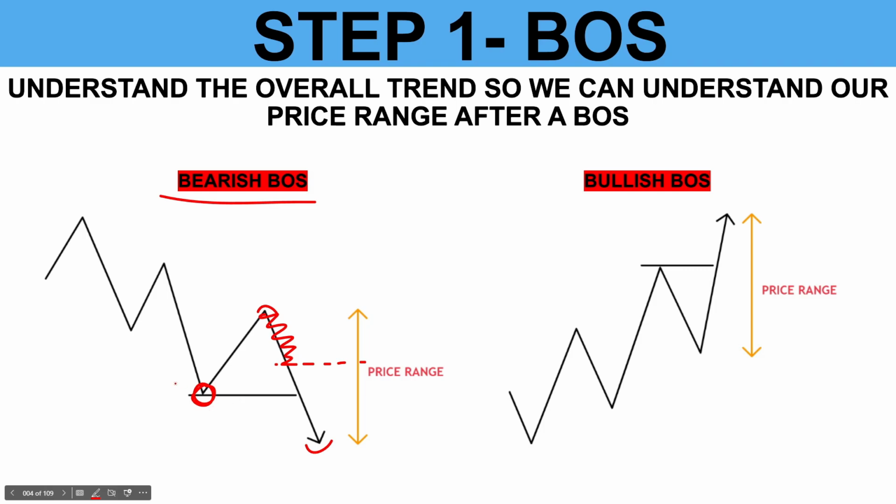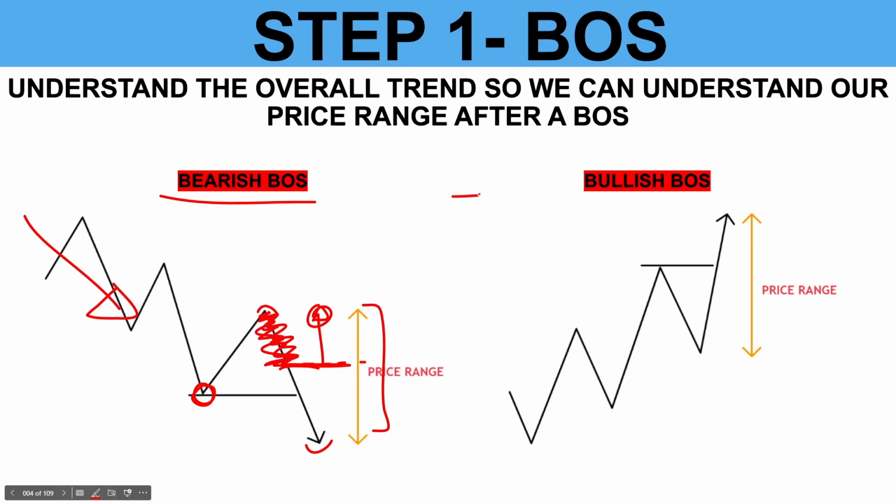Find the most recent break of structure which is in line with the overall trend. So in this case we are bearish. The most recent break of structure is the break of this low and price went lower, and identify your price range and identify where the 0.5 is of that price range. So here's the price range, here is 0.5. We will be trading anything above this when we see a zone in this area.